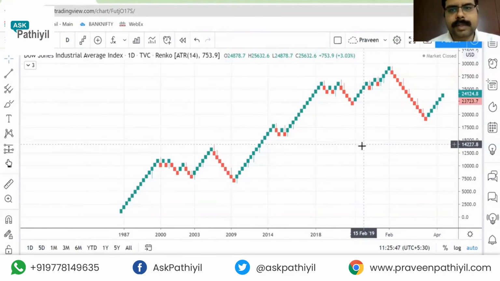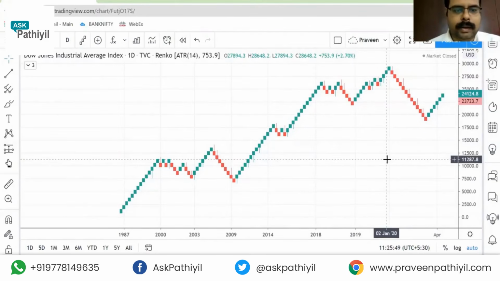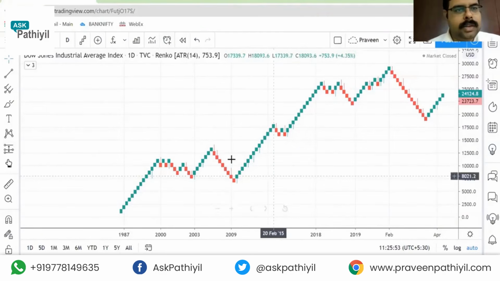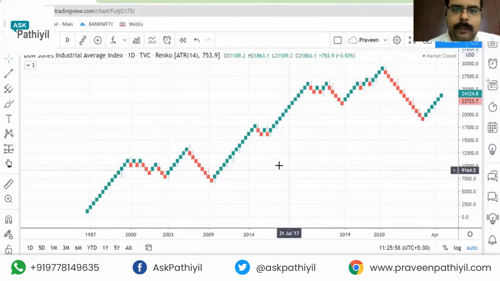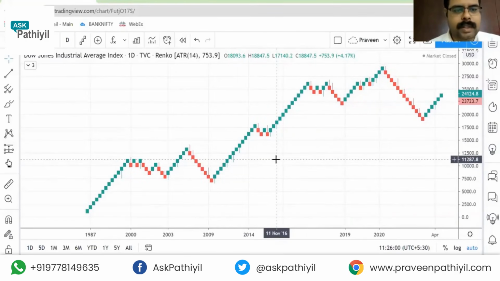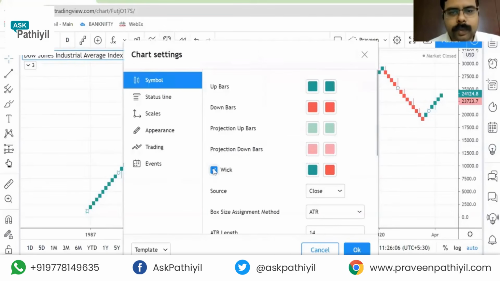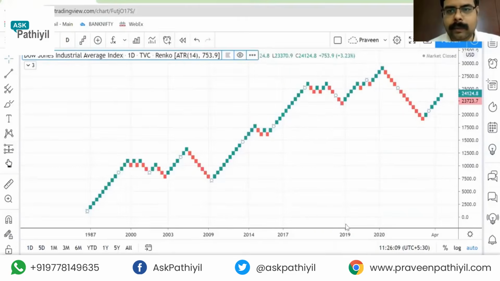There are a few things that we need to understand even before we define this particular charting. In TradingView, there are Renko candles with wicks in it. The first thing that we are going to do is kindly remove all the wicks. So I'm just deleting all the wicks. I don't require the wicks.